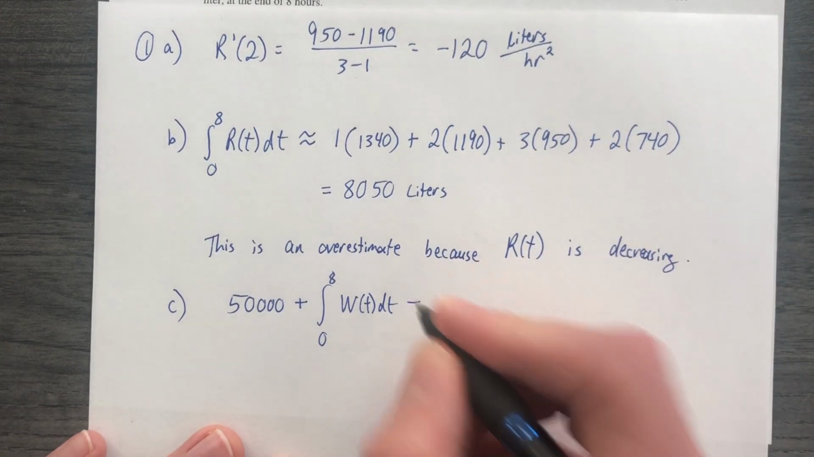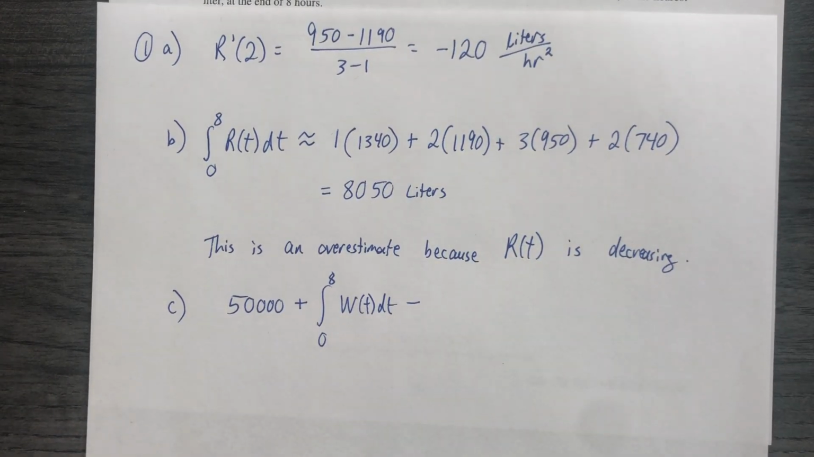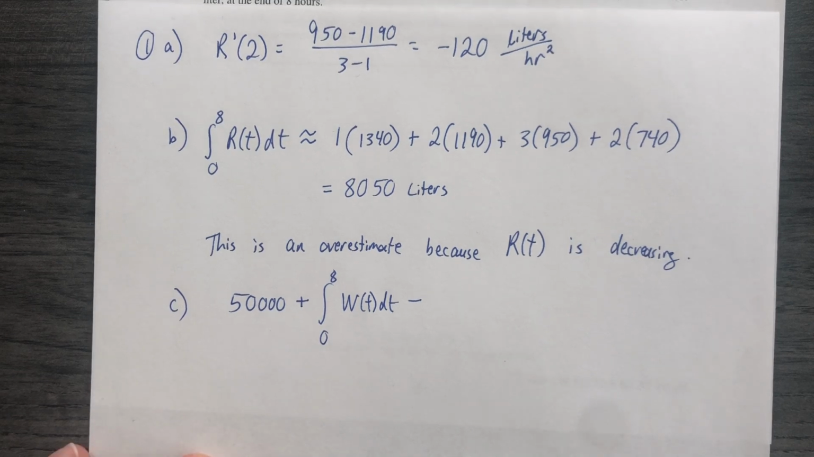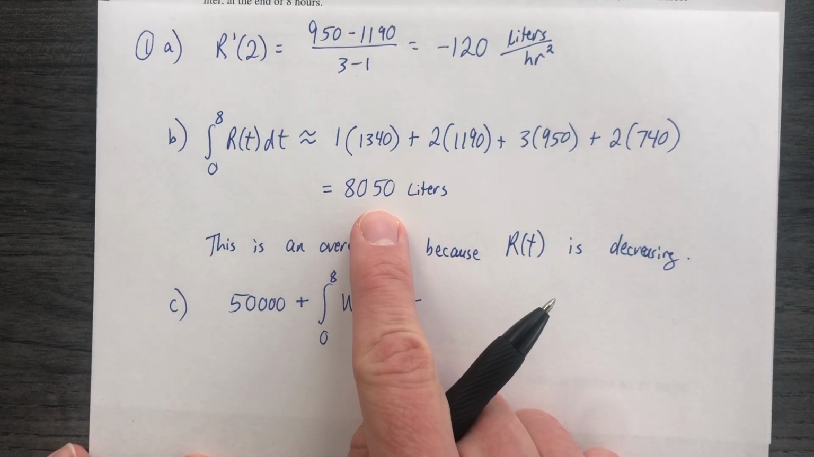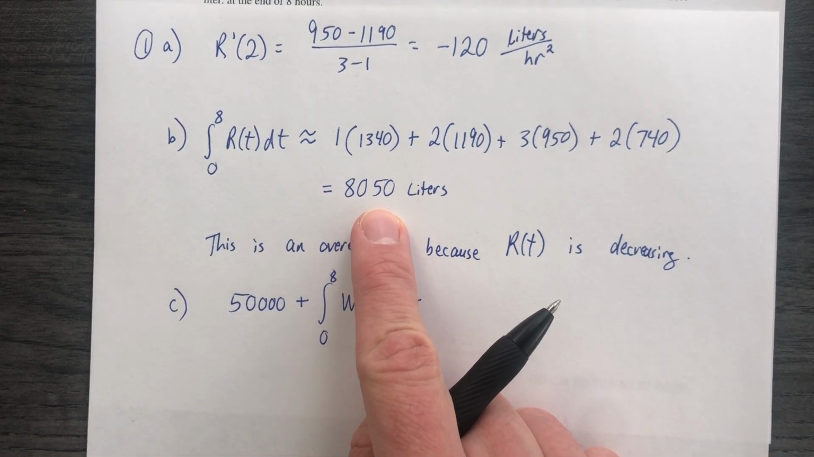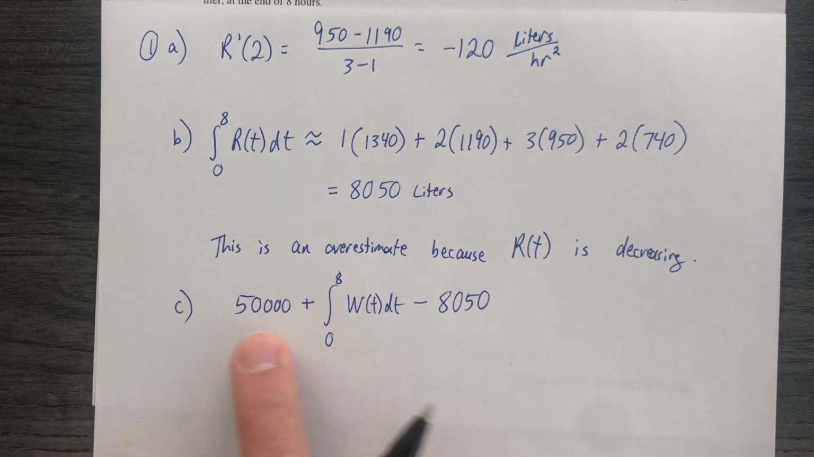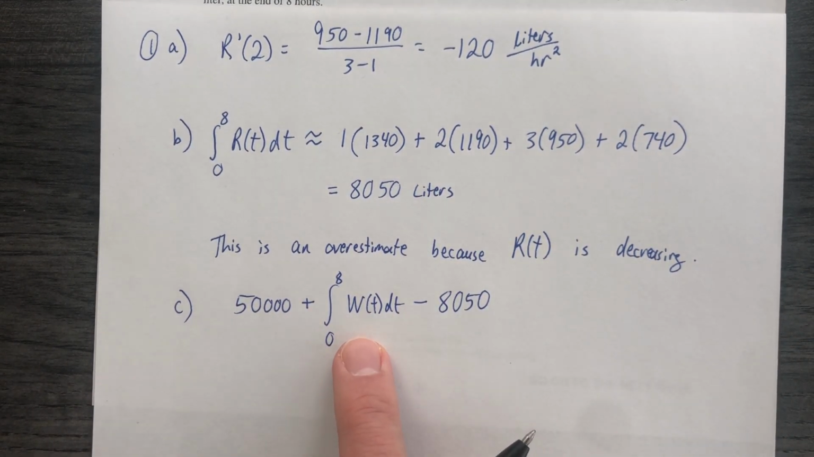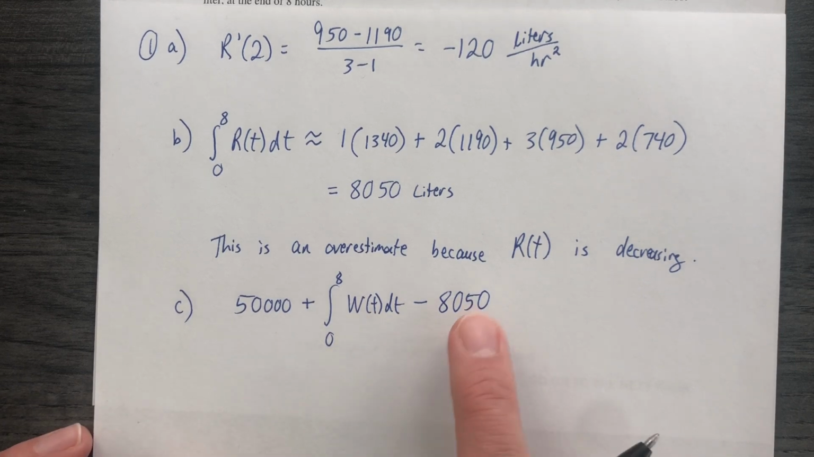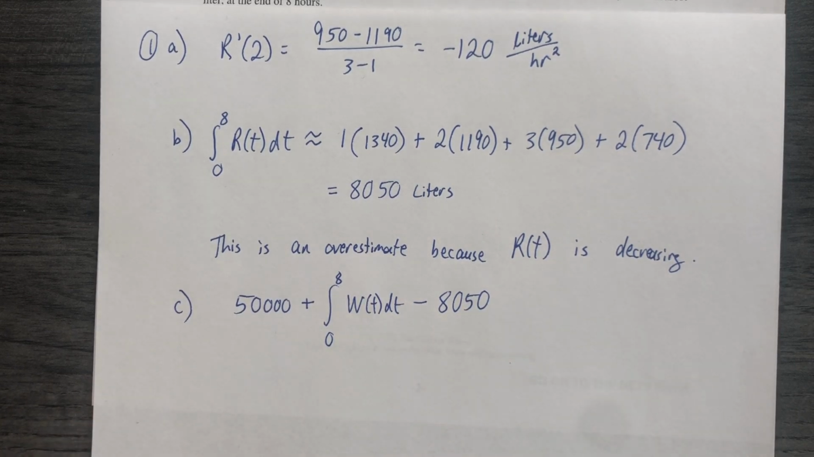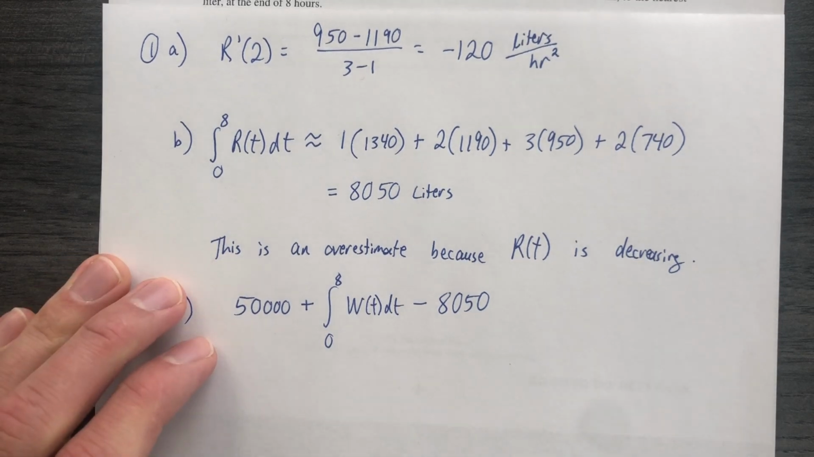But we're also going to be taking some water out, and I'm going to subtract the answer from part B. So we removed this many liters of water. Now, it is an estimate. This is exact, this is exact. They say it was modeled, so we'll go with exact, but this is totally an estimate. Very much an estimate.